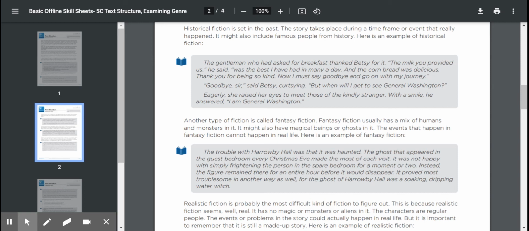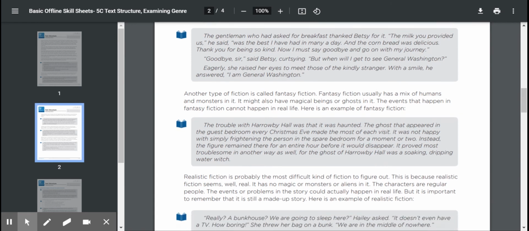The trouble with Harlowby Hall was that it was haunted. The ghost that appeared in the guest bedroom every Christmas Eve made the most of each visit. It was not happy with simply frightening the person in the spare bedroom for a moment or two. Instead, the figure remained there for an entire hour before it would disappear. It proved most troublesome in another way as well, for the ghost of Harlowby Hall was a soaking, dripping water witch.